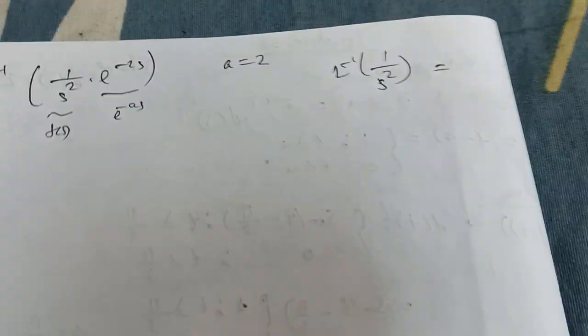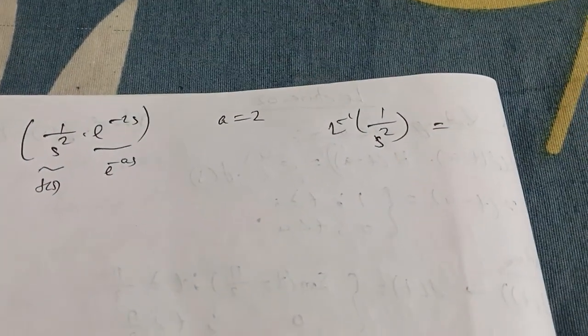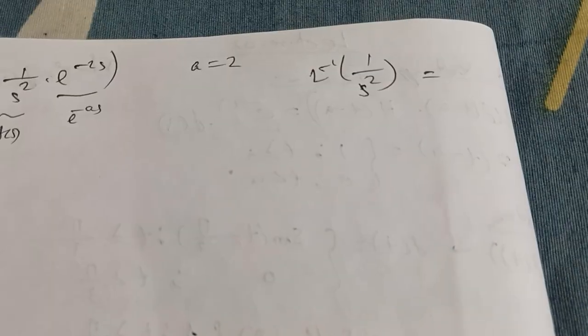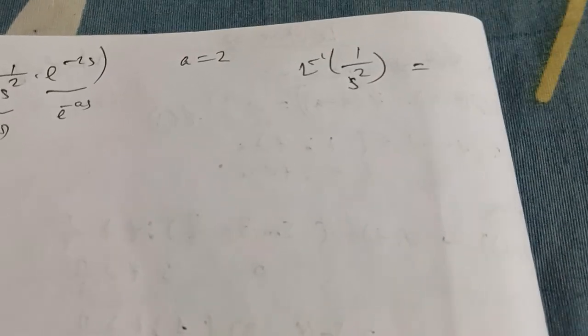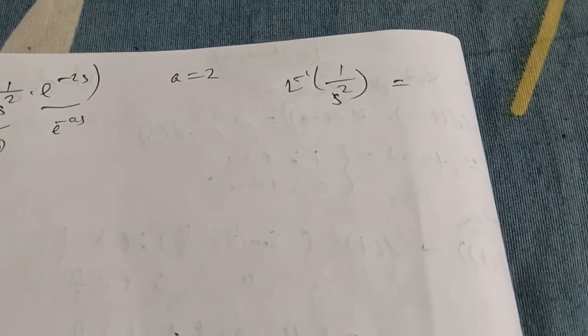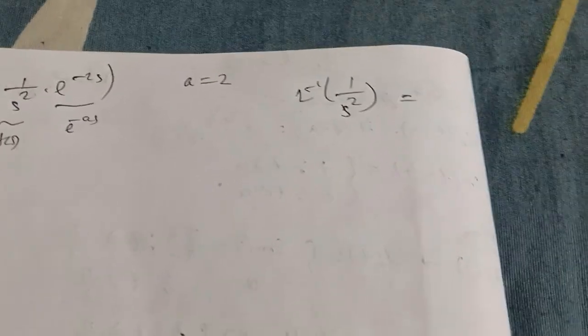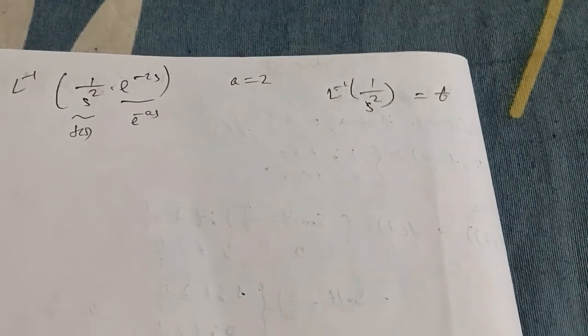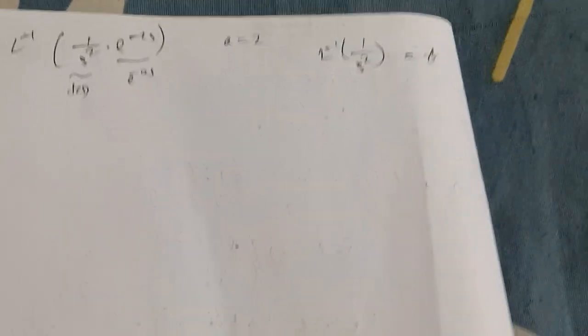If we remember, Laplace inverse of 1 by s power n plus 1 was t power n by n factorial, that is, t power n by gamma of n plus 1. So by putting that formula, we can easily get t. If you don't understand it, please go to the previous lecture and see. It is thoroughly explained there.